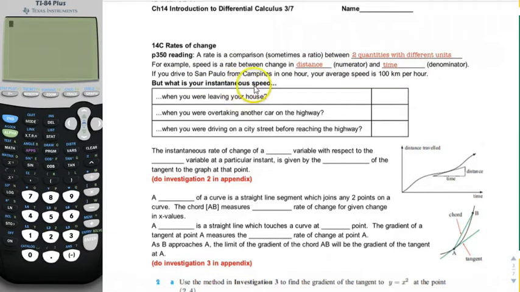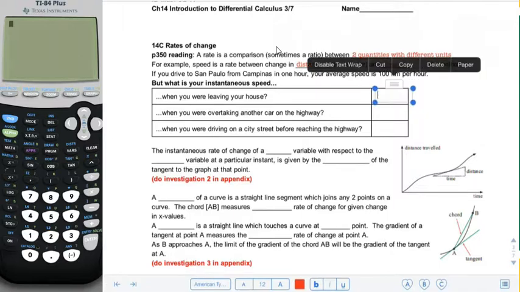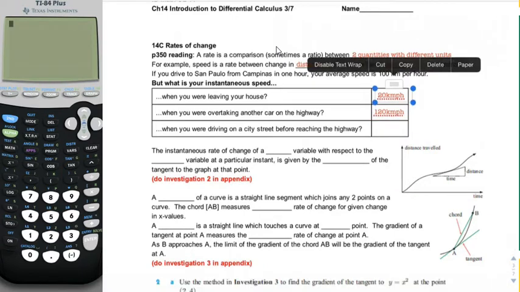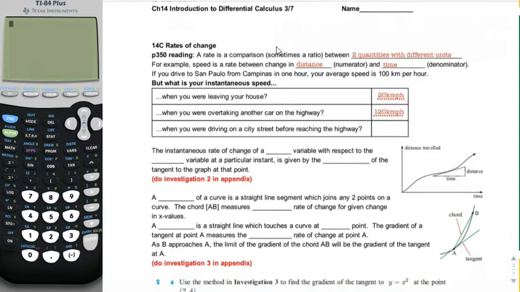But what is your instantaneous speed when you were leaving your house? Like, what was your speed as you were leaving your house? Well, in my house, I can't drive 100 kilometers an hour, so I would say it was 20 kilometers per hour. And then it asks you, what about when you were passing a car on the highway? So maybe you're going to go like maybe 120 kilometers per hour. And finally, when you were driving on a city street before reaching the highway, how fast were you going? Maybe like 60 kilometers an hour.